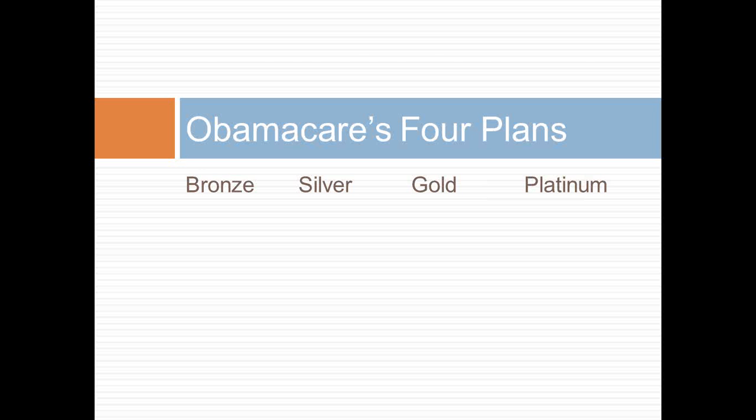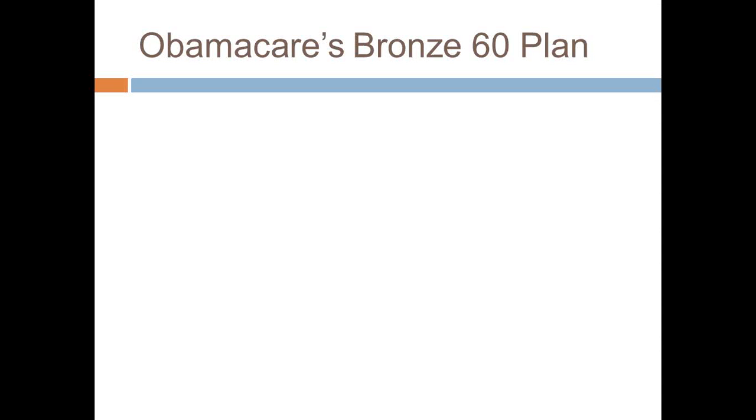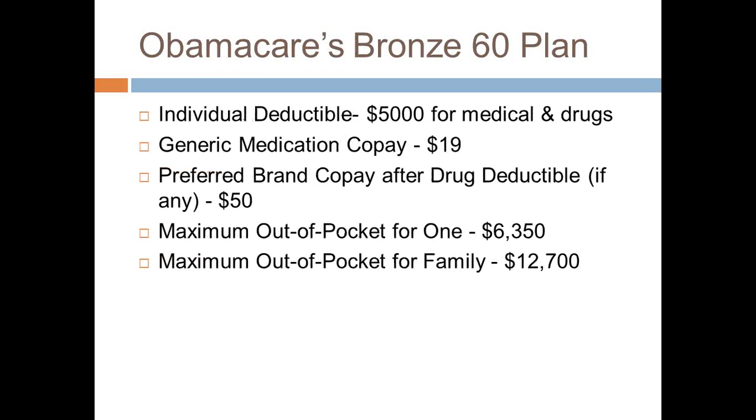I'm just going to break down how it affects the prescription industry. The bronze plan, which will become the most popular because it's the least expensive, has a big problem in it. If you look there where it says individual deductible, some of you may or may not know what that means. What it means is $5,000 must be paid by the individual for their hospitalization and/or drugs before copays kick in.